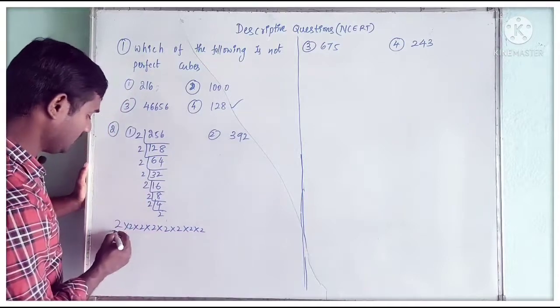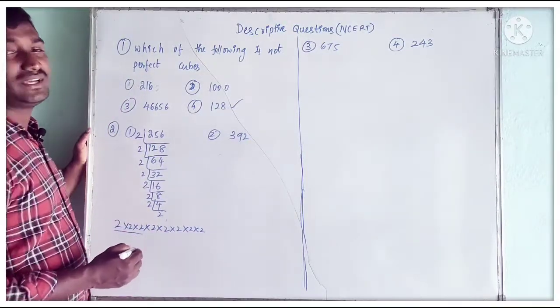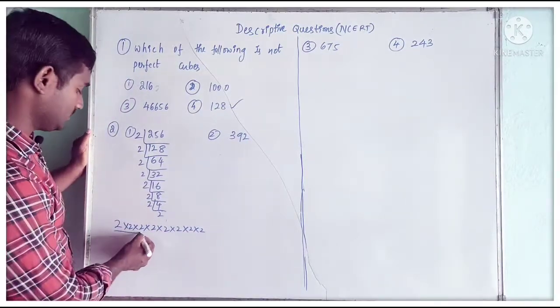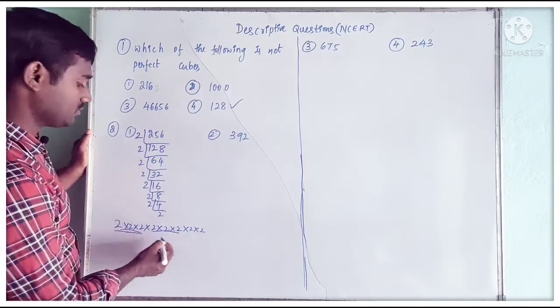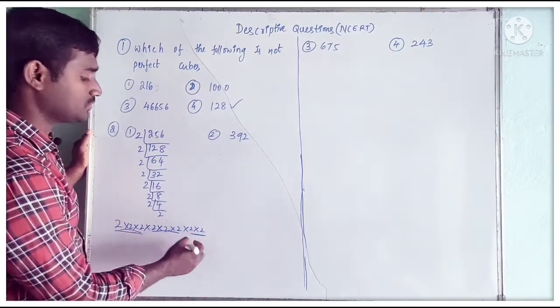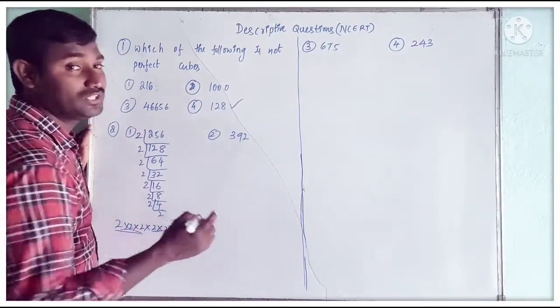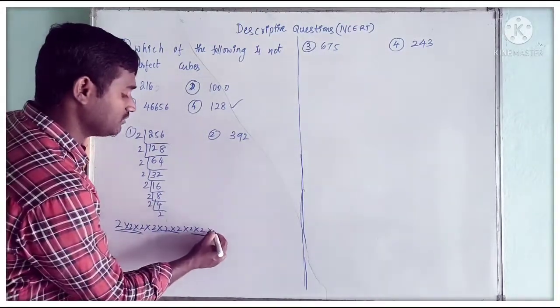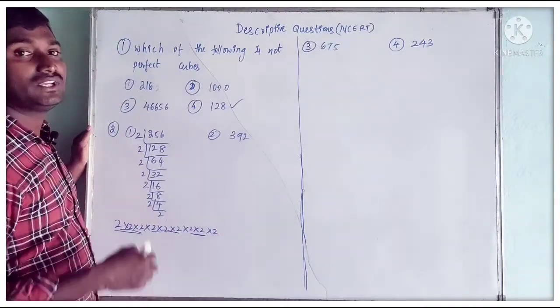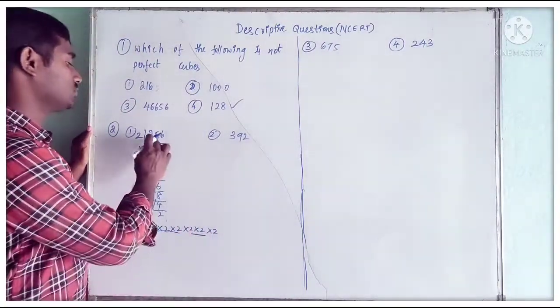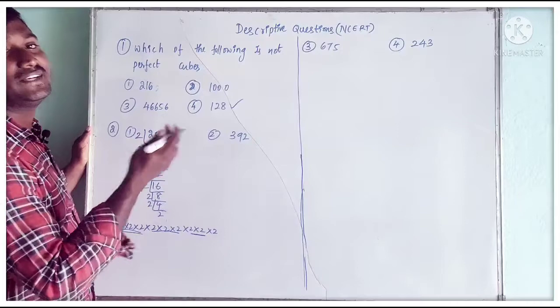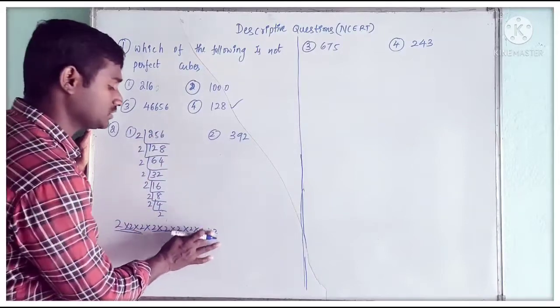See here. Make every 3 similar numbers a group. This is one group, this is one group, and here in this group we have only 2 twos. So to make a group, how many 2s do we need? We need one more 2. That means if you multiply 256 with 2, then it becomes a perfect cube.